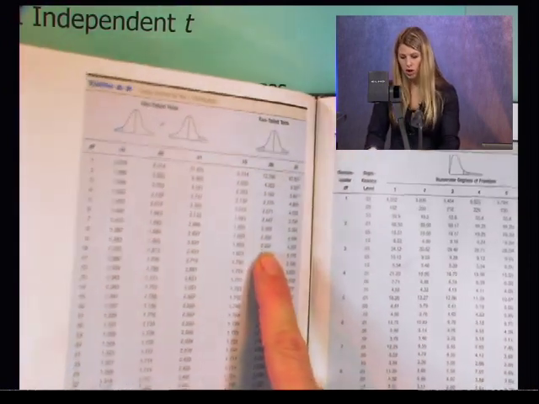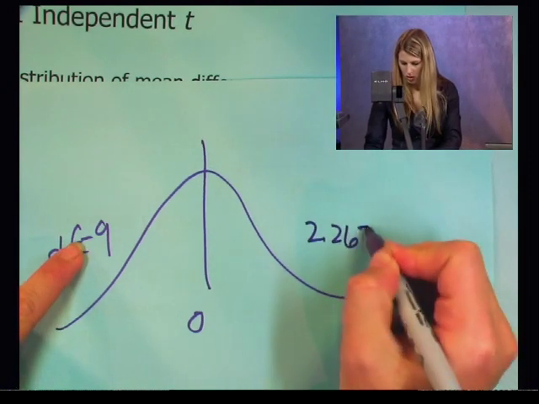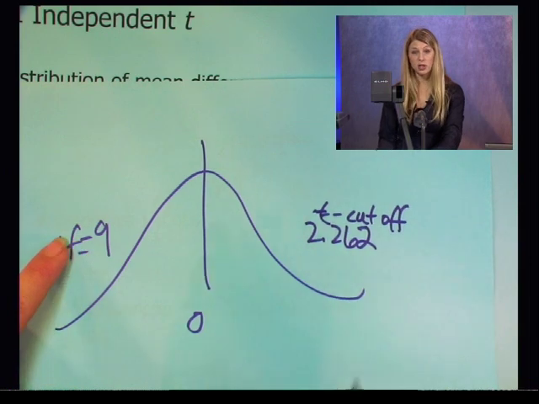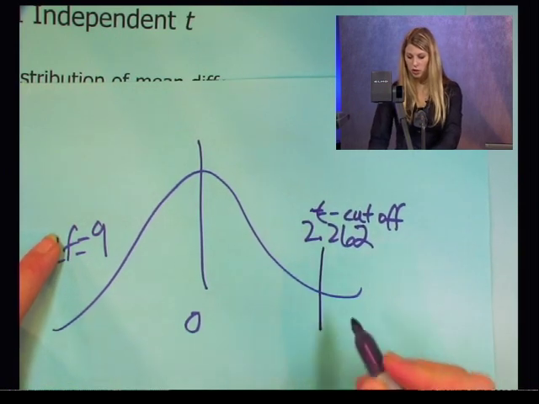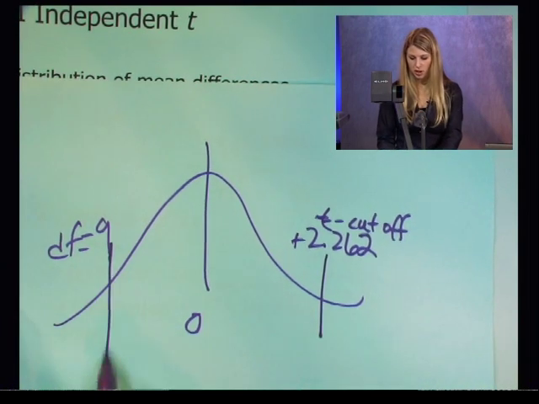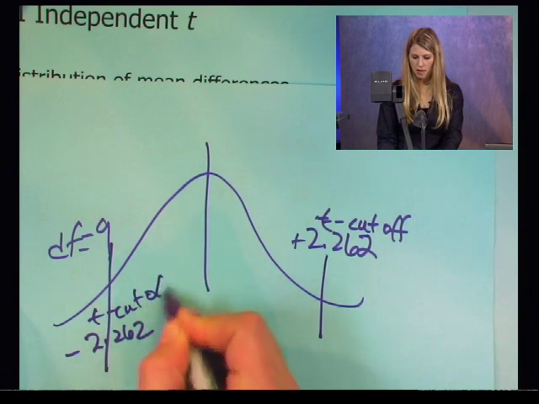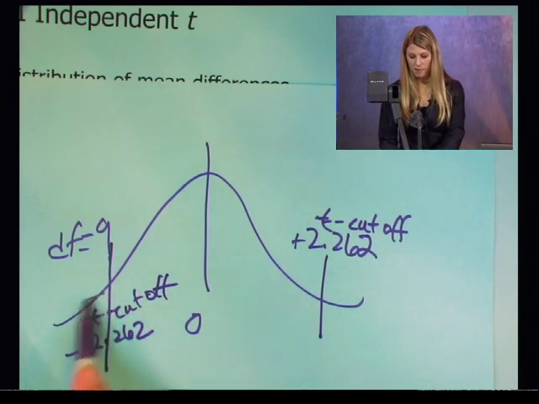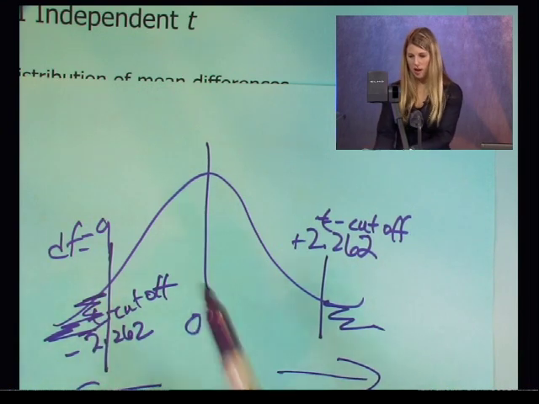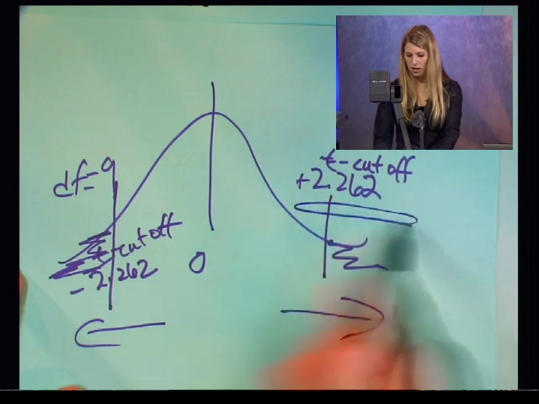So you need to mark that on your drawing, 2.262. I would just mark it T cutoff so you don't forget what it is. It's not your calculated T, it's your T cutoff. Now this is positive 2.262. Now remember, since we're doing a two-tailed test, you will also need to put one on this side, and it's negative 2.262, T cutoff. Now you're only going to reject the null hypothesis if your calculated T falls outside of this cutoff area. So you've calculated your T cutoff.